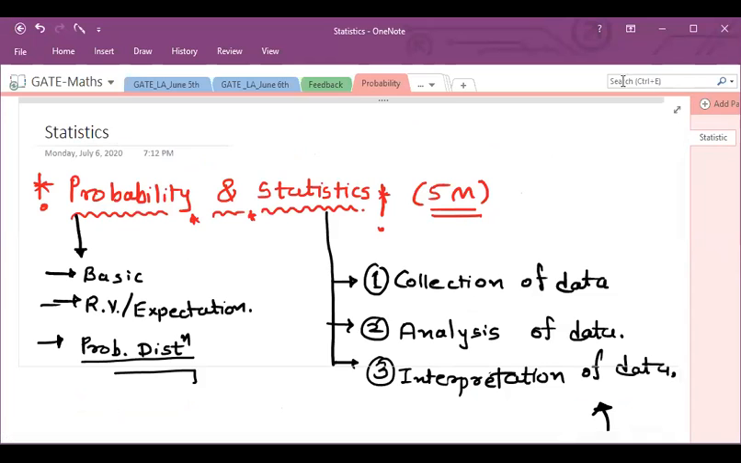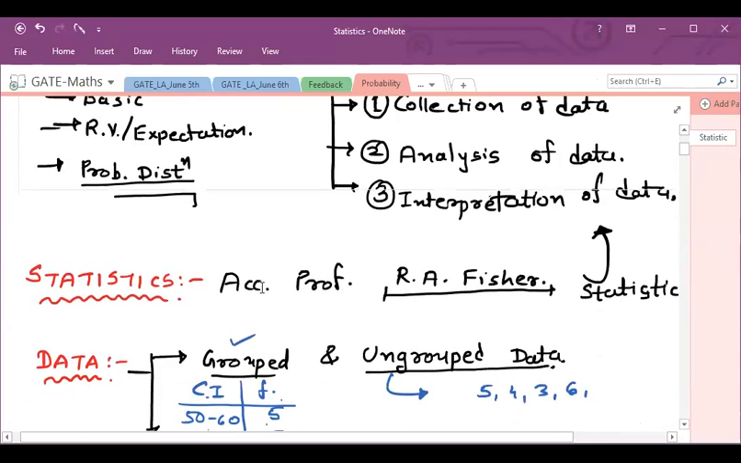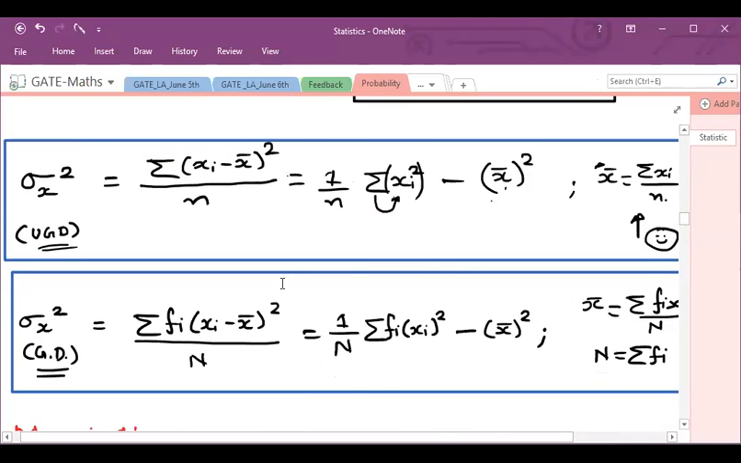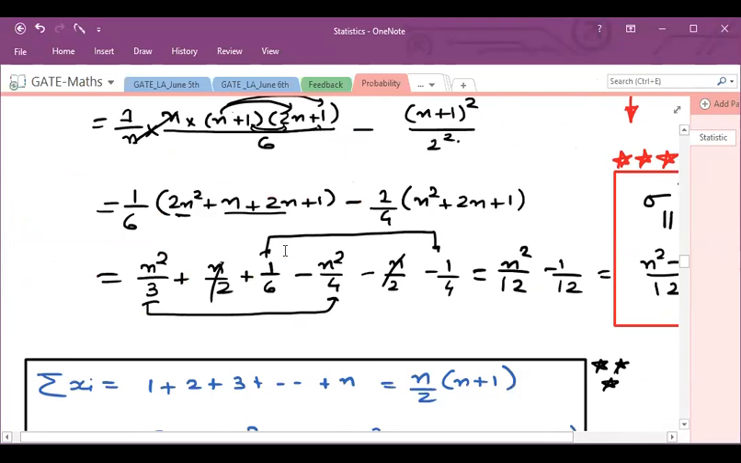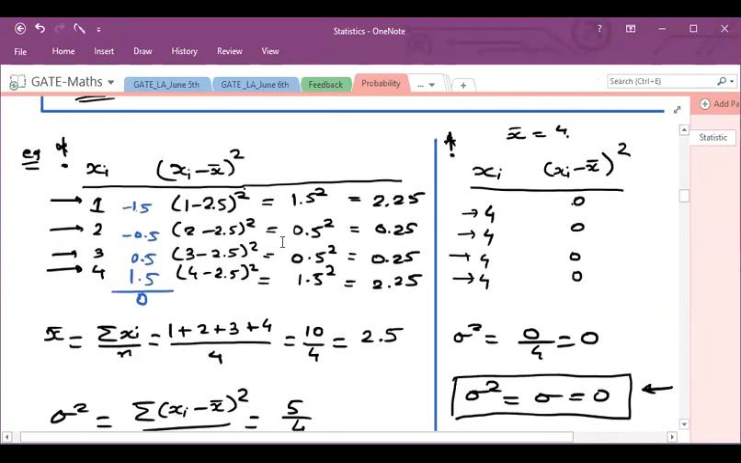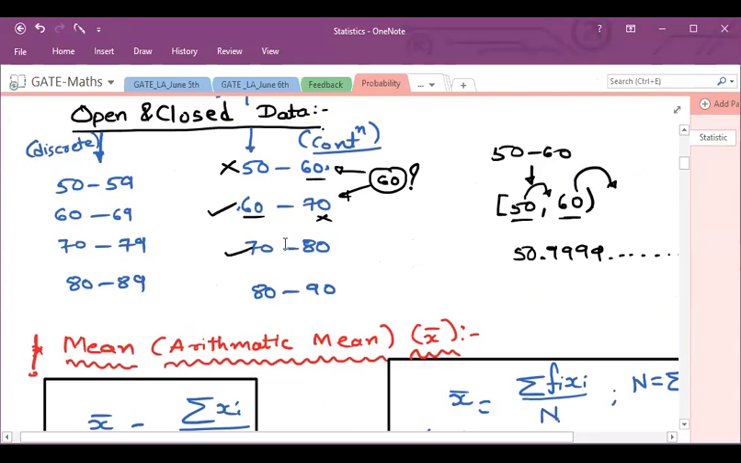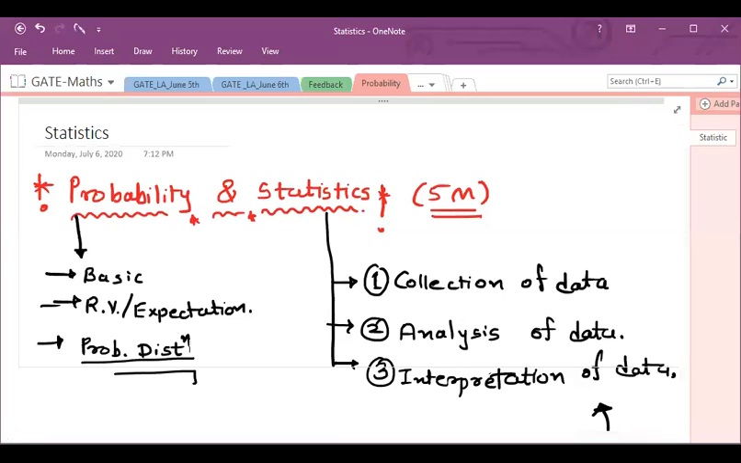Now let us start our next page. Median and mode are not for GATE. For GATE, only mean and variance are there. Okay. Median and mode are not for GATE. Only mean and variance.